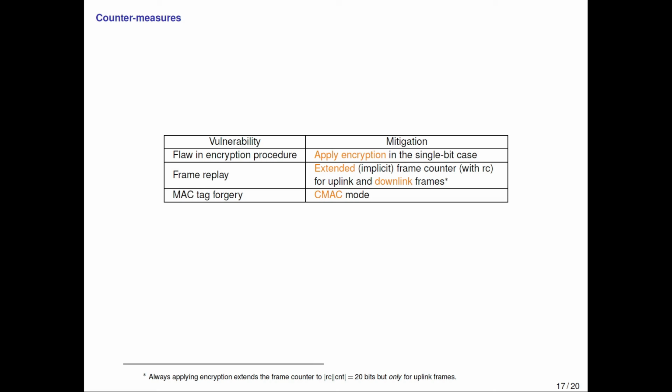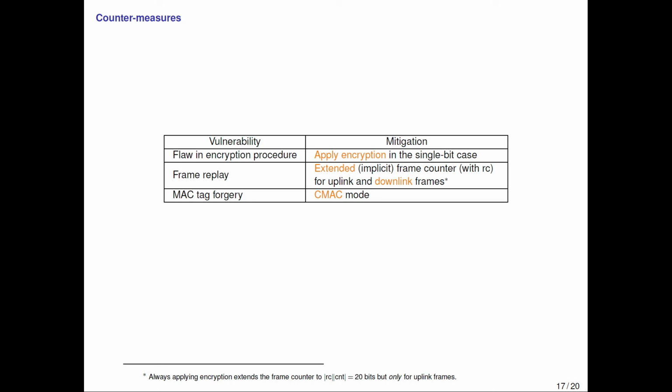The countermeasures are straightforward and efficient in terms of computation. In order to mitigate the first flaw related to the lack of encryption in the single-bit case, it is enough to apply encryption as when the payload is present in the uplink frame.